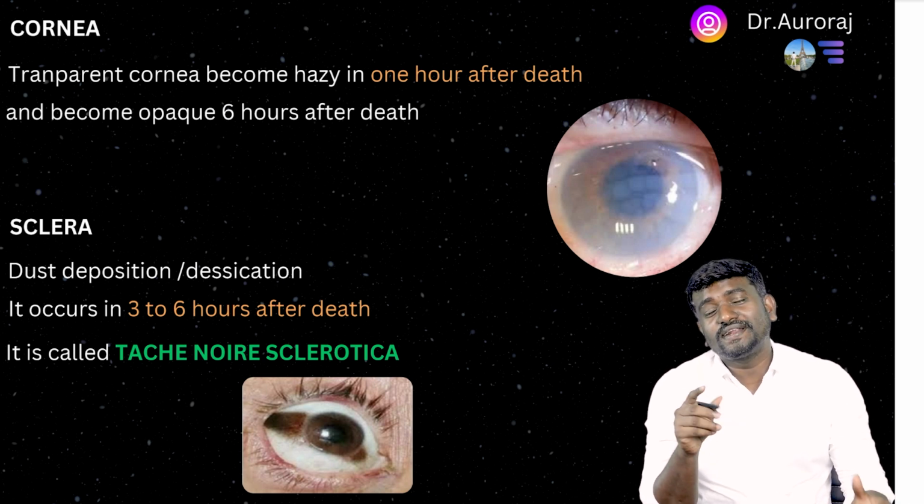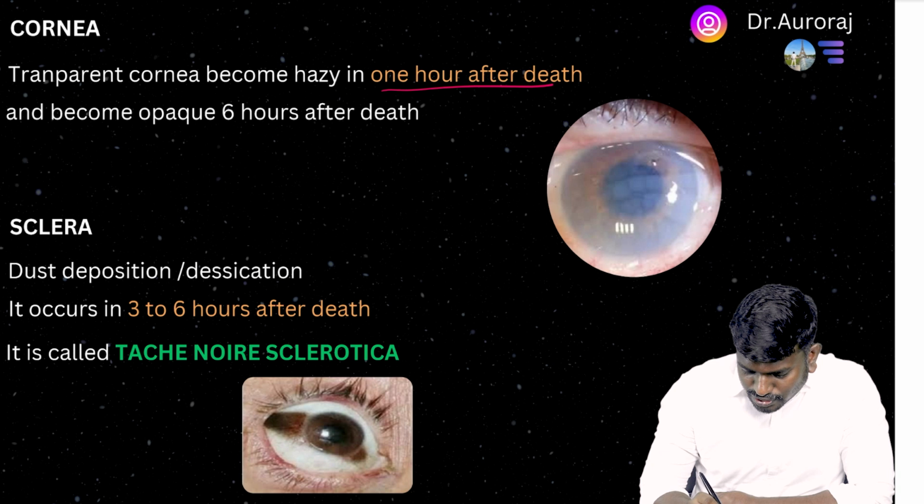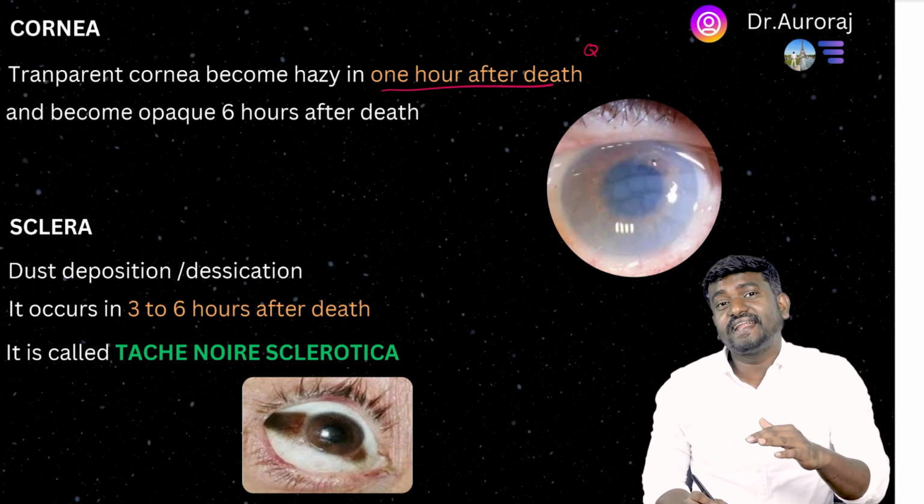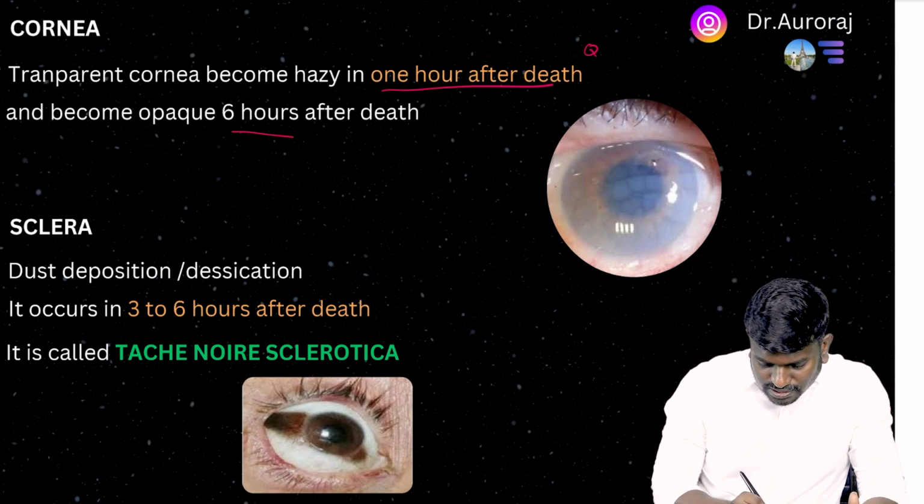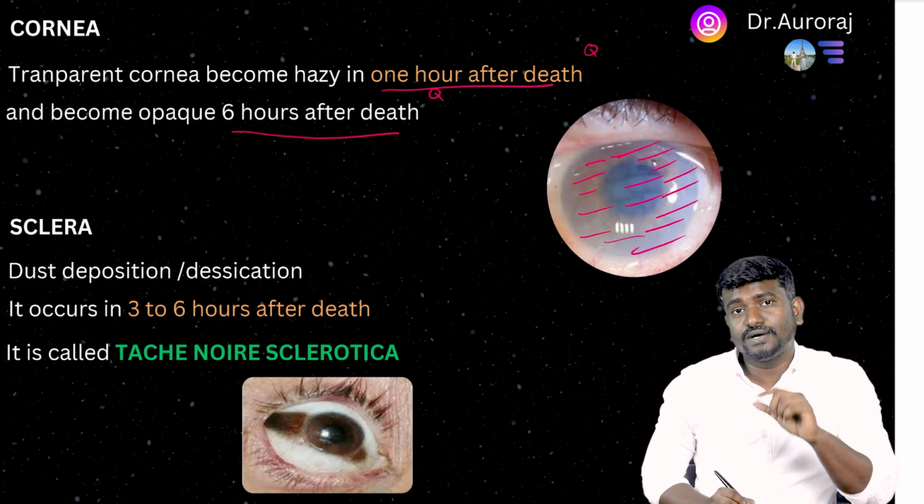Cornea. The transparent cornea becomes hazy 1 hour after death. Question to remember, 1 hour after death, and it becomes opaque 6 hours after death. Yes, the cornea has become what? Hazy, and will become opaque in 6 hours after death.